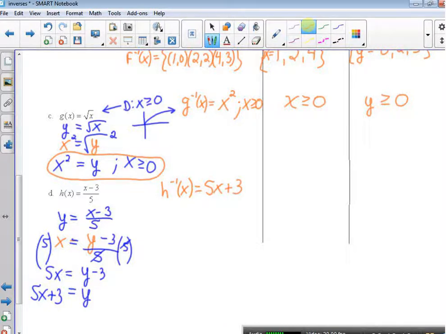And I don't have to worry about a domain. I don't have any variables in the denominator of the original h of x fraction. So I don't have to put any like x is greater than or equal to 0 or x cannot be 0. I can leave it as is. And the domain of this would be all reals. And so would the range, because it's just another line, oblique line. Okay.